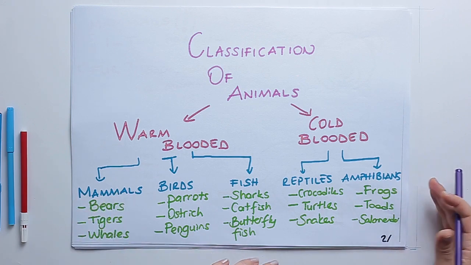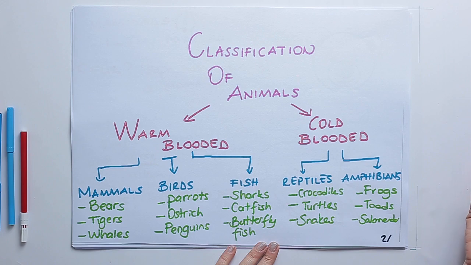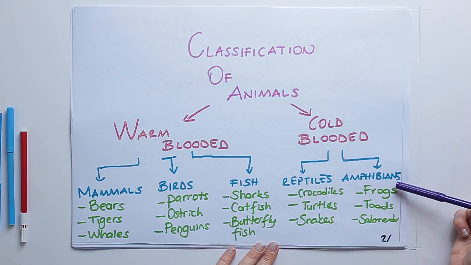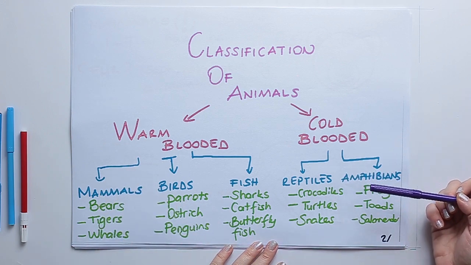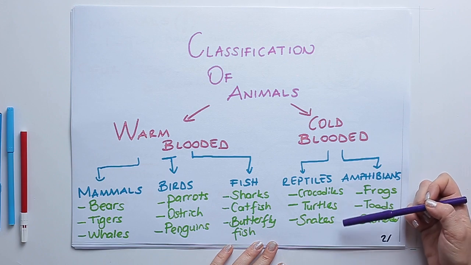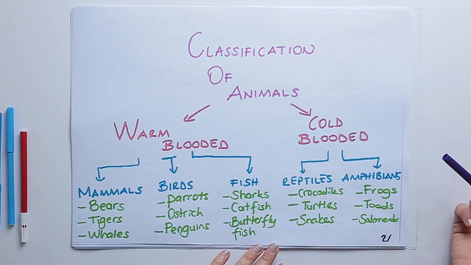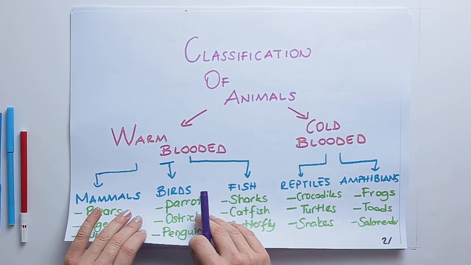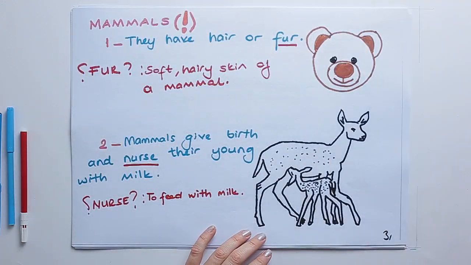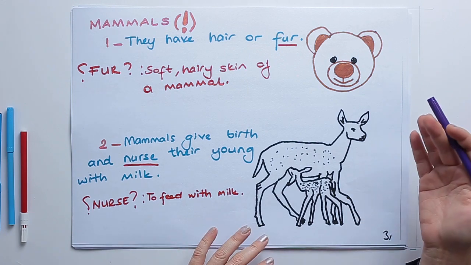Now, if we want to go on with the cold-blooded animals, we can divide them into two parts, reptiles and amphibians. There are some examples for reptile animals, which are crocodiles, turtles, and snakes. And for amphibians, we can say frogs, toads, or salamanders, as you can guess. Now, we're going to study these animals deeply.